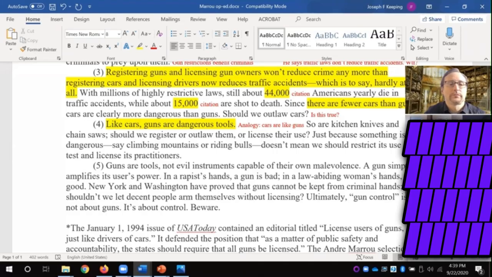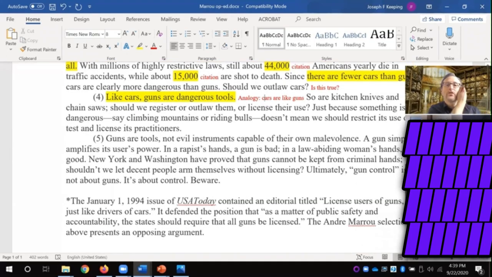Final paragraph. Guns are tools, not evil instruments, capable of their own malevolence. Well, that's true.